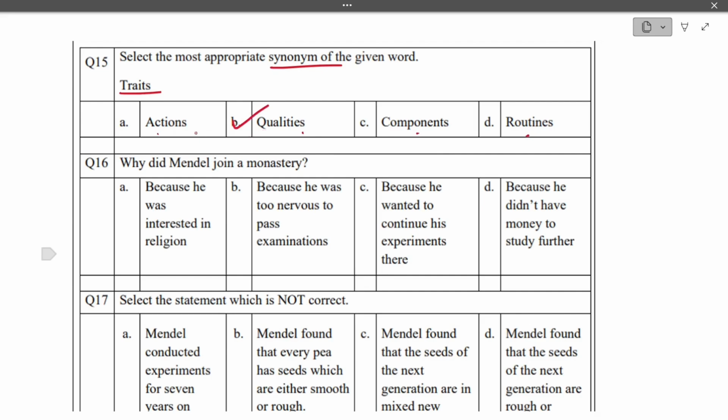And just to tell you what the other words mean, actions implies things that someone does. Components refers to the parts of a whole thing. And routines means what?